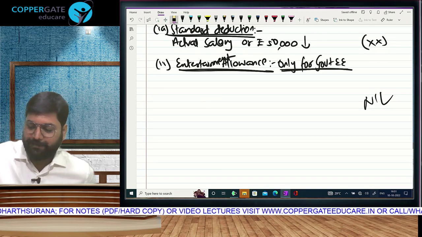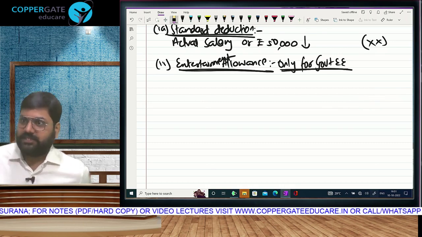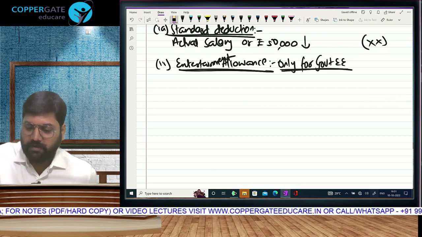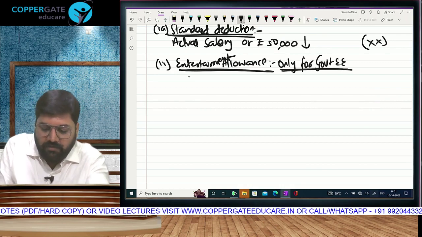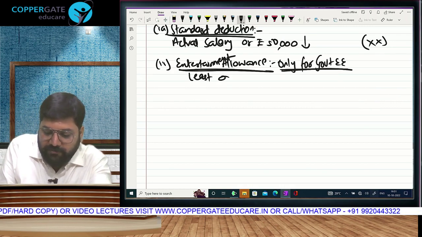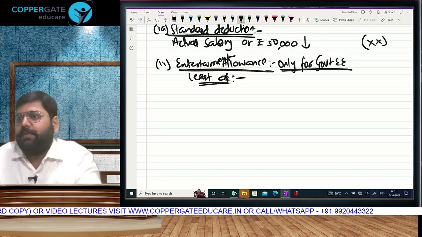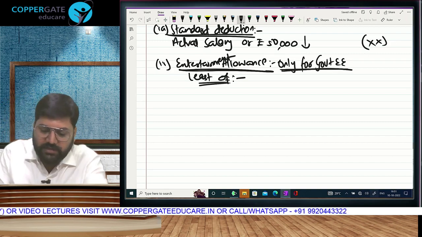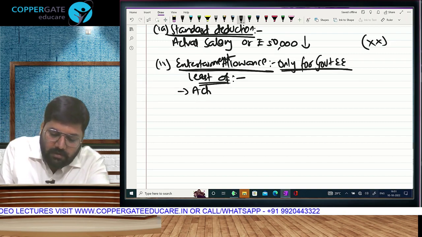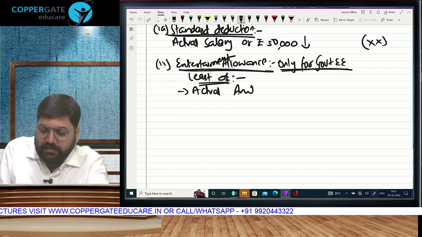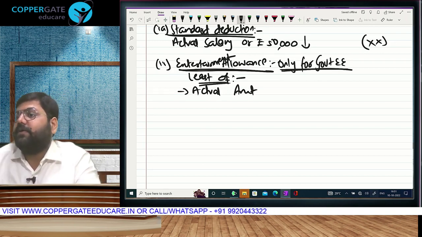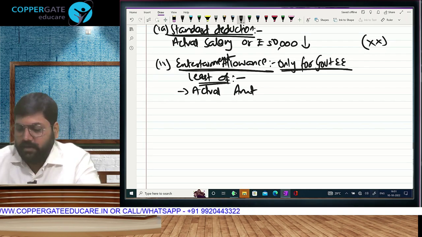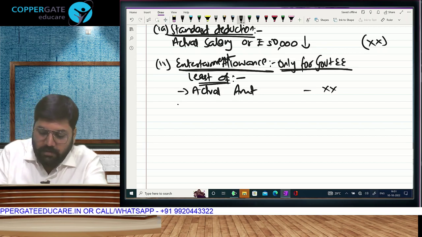But for government employees, once again, received will come in the outer column. But we will give a deduction which is going to be the least of the following three figures. That means A, B or C, whichever is lowest. First, the actual entertainment allowance. Can I say that only which we have written above in the income? Actual amount.